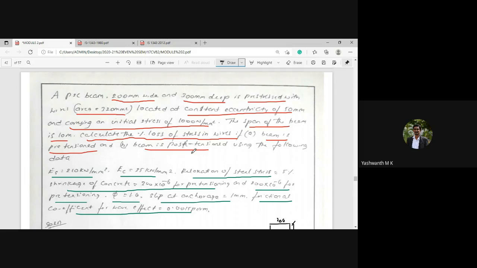With this, I am going to end the session. Hope you have understood the concept. We will work out the different end conditions you will come across in the case of loss of pre-stress in the next session. With this, I am going to wind up the class.